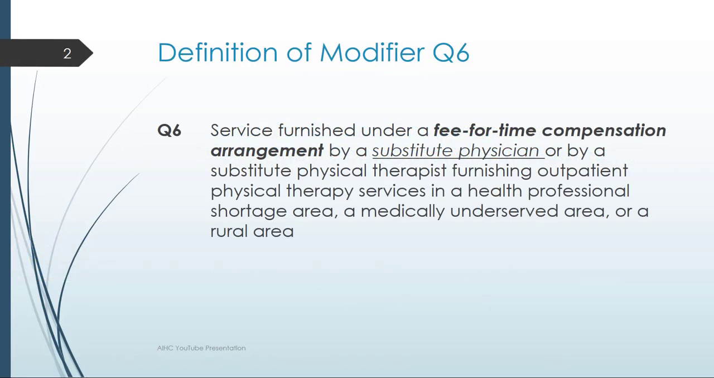Modifier Q6 is a HCPCS modifier used when the substitute physician is under a fee-for-time compensation arrangement, previously called locum tenens. This differs from Modifier Q5, which is reported for reciprocal billing arrangements only. We have a YouTube video for Modifier Q5, and we recommend watching it as well. Today's presentation addresses reporting Q6 for physicians.